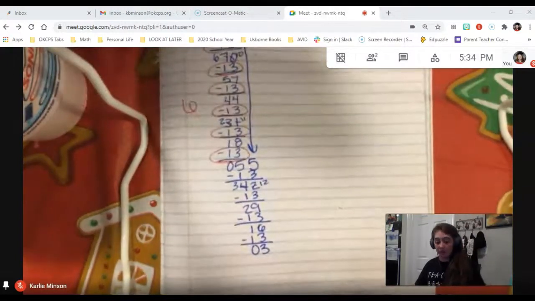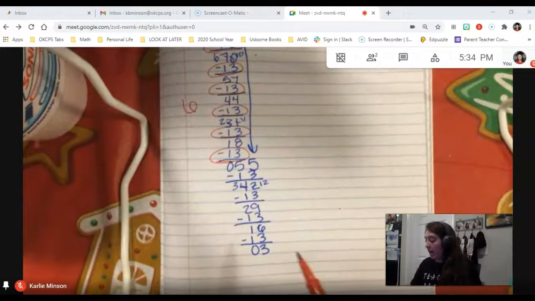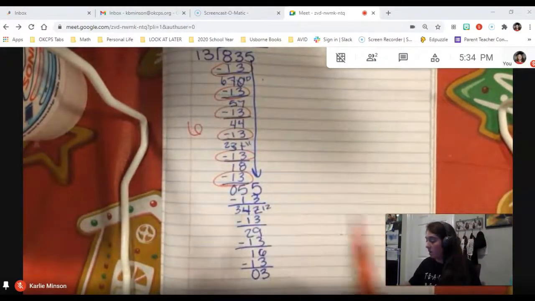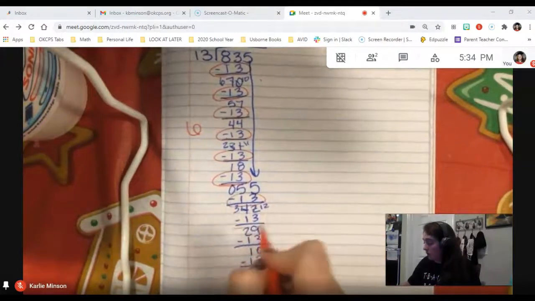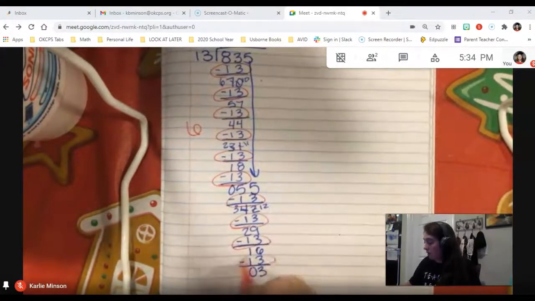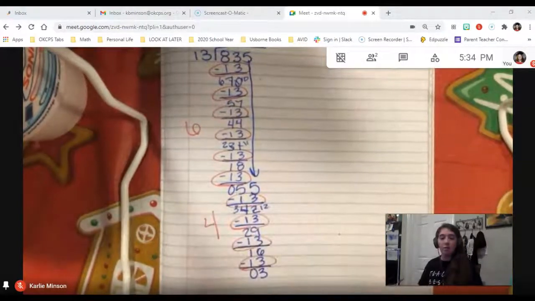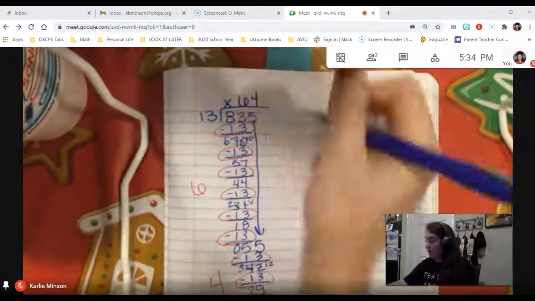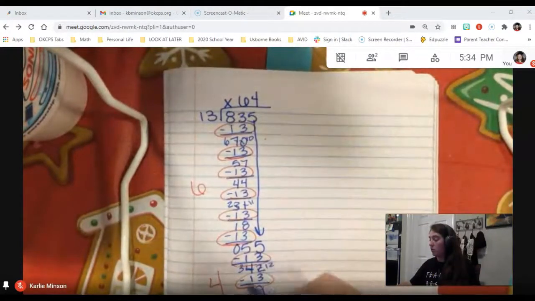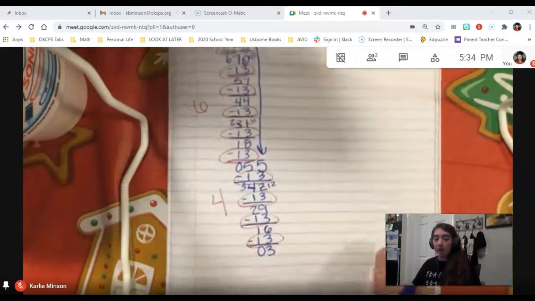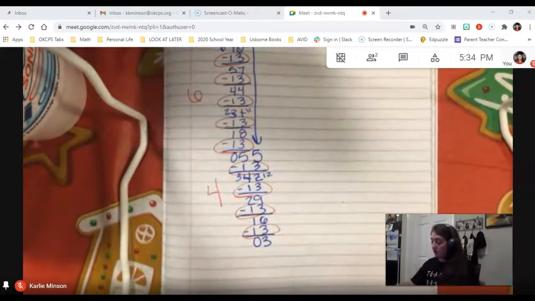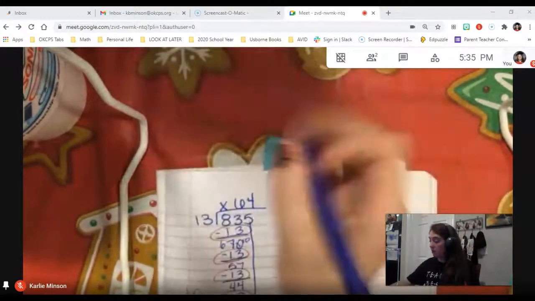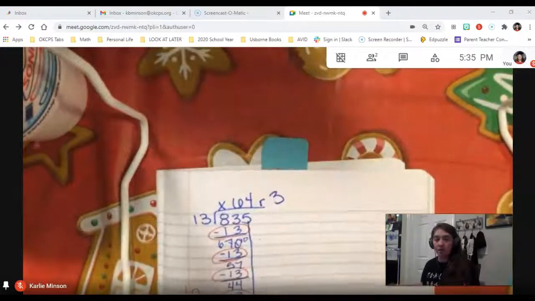So again, I now count up how many 13s that I subtracted after this one. 1, 2, 3, 4. So I did 4. That 4 now goes up above the 5 because that is where we started the whole new subtracting of 13. Well, now I have a remainder because I have 3 left over. That remainder always goes up the top.